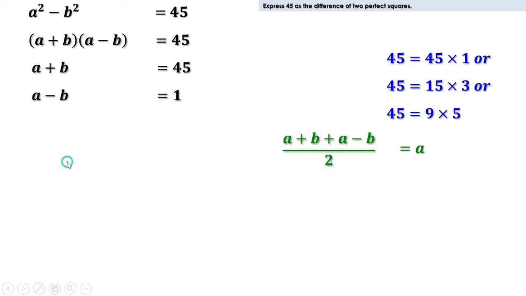Therefore, we can write a is equal to (45 plus 1) by 2. 45 plus 1 is 46. 46 divided by 2 is 23. That means a is 23.